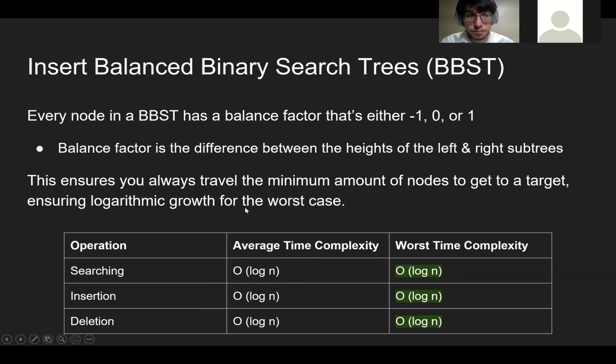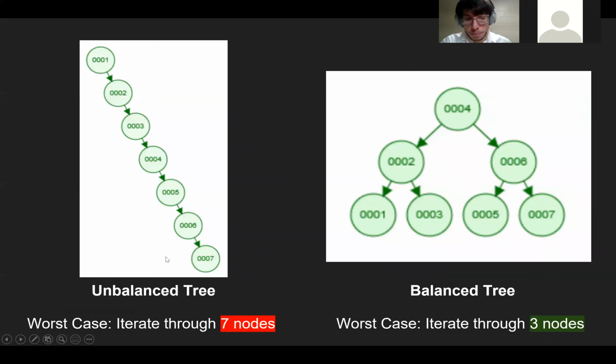Okay. So we look at the left here, and we see an unbalanced tree. In the worst case, you have to iterate through 7 nodes. Well, that's pretty bad, right? Because we have the same 7 nodes here on the right, and it is balanced. And notice you only have to go through 3 nodes. So that looks a lot better on the right than it does on the left in terms of how many operations your code is going to have to do.